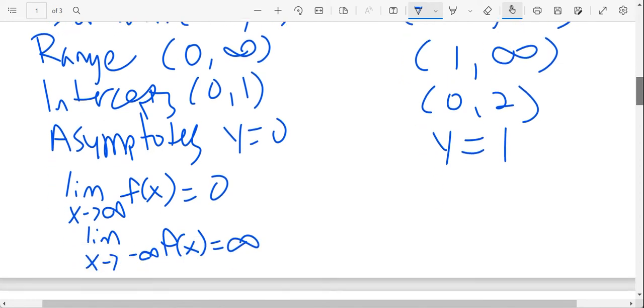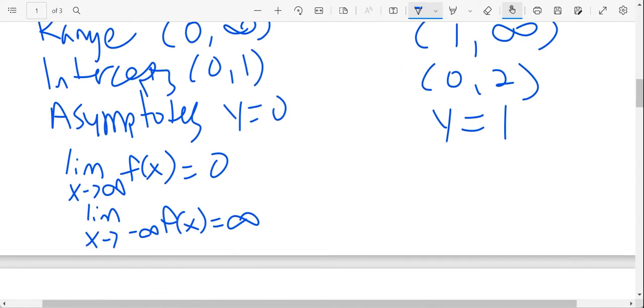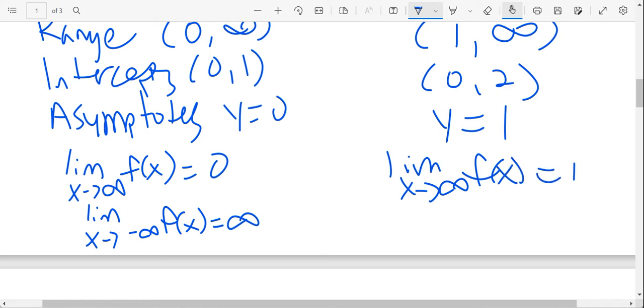Limits are the same as the first one, except for the one that was going to infinity. When x goes to infinity, the limit is equal to 1. Limit as x goes to negative infinity, that's going to infinity.